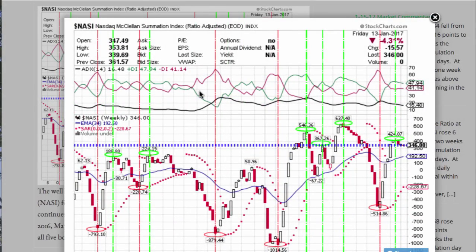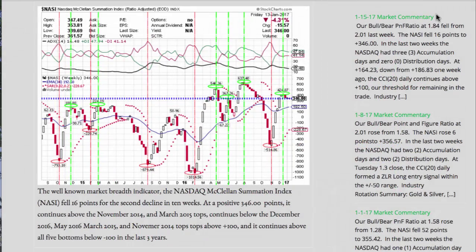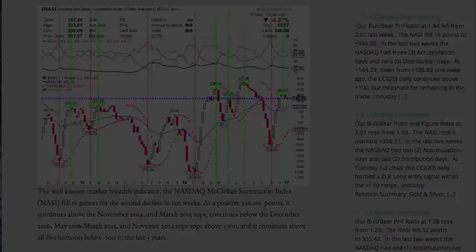The well-known market breadth indicator, the Nasdaq McClellan Summation Index, fell 16 points for the second decline in 10 weeks. At a positive 346 points, it continues above the November 2014 and March 2015 tops, continues below the December 2016, May 2016, March 2015, and November 2014 tops above plus 100, and it continues above all 5 bottoms below minus 100 in the last 3 years.